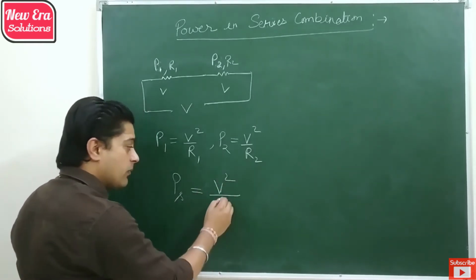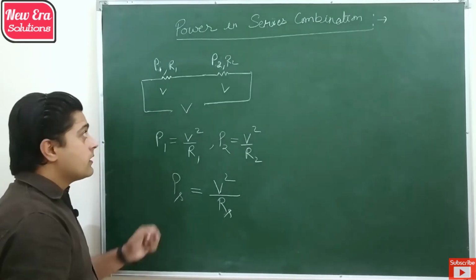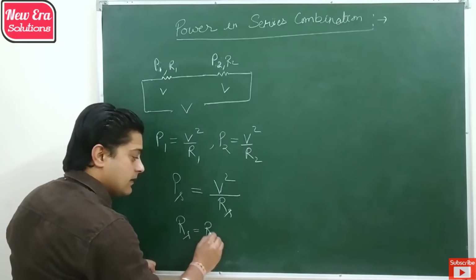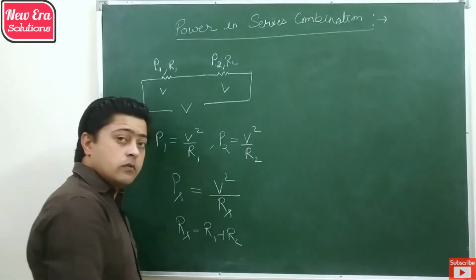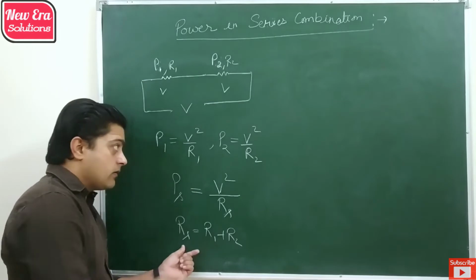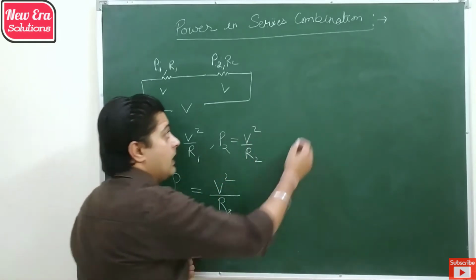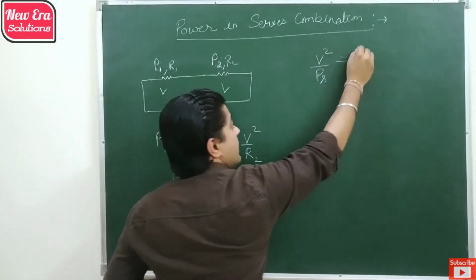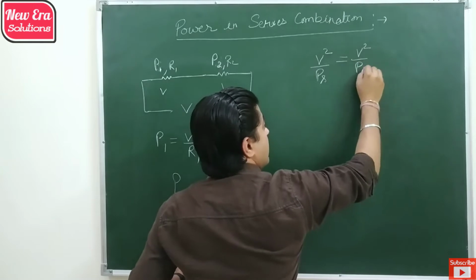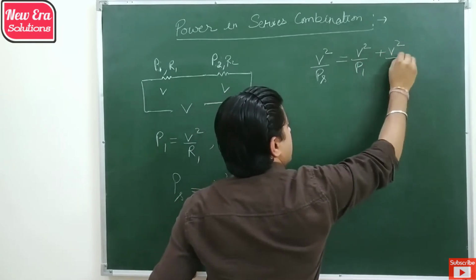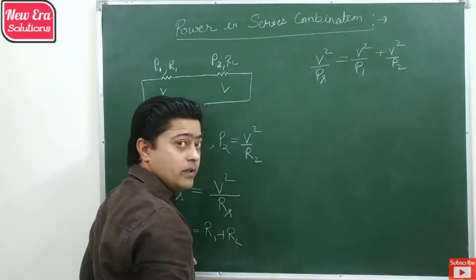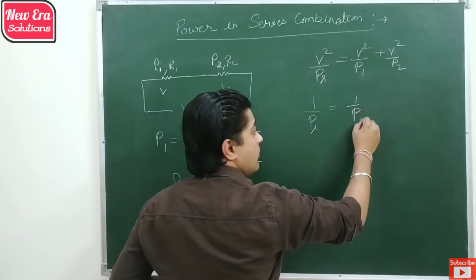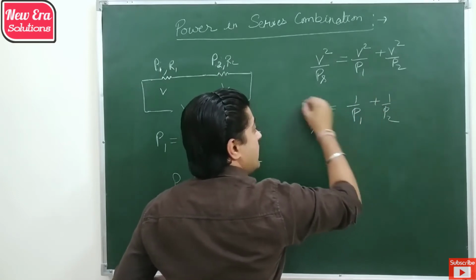When they are connected in series, the total power in series is also equal to the total voltage supply squared upon the total resistance. In a series combination, the total resistance is the sum of the individual resistances. If we put in the values from these three formulas, we get Rs is equal to V square by total power, R1 is equal to V square by P1 and R2 is equal to V square by P2. As V is common, it cancels out. So the net power in series is given by 1 upon P equals 1 upon P1 plus 1 upon P2.